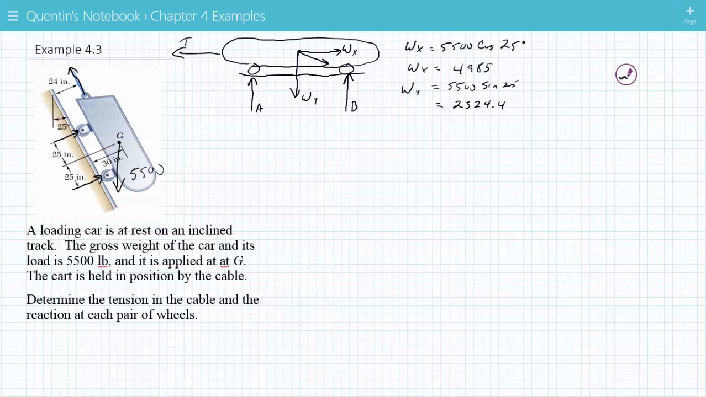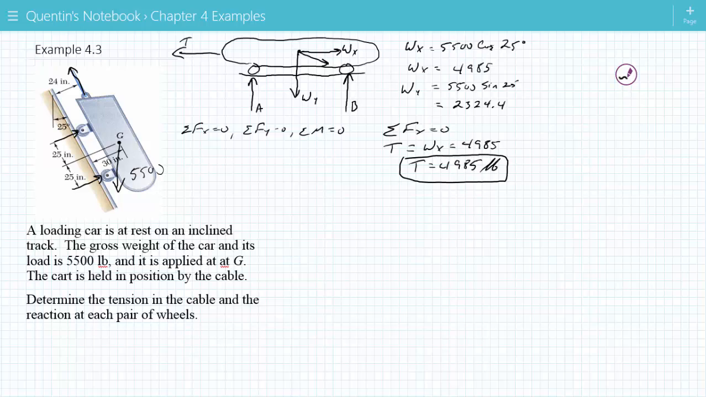Okay, so now we have our three equations. What are our three equations? Sum of the forces in X equals 0, sum of the forces in Y equals 0, and sum of the moments equals 0. Which one do I want to use? In general, start with the easy one first. Get the ones where you can find a solution quickly, early. So I'm going to start with the sum of the forces in X equals 0. Why? Because then the tension must simply be equal to W in the X direction, which is 4985. So tension is 4985 pounds. Boom. Okay, so there's that.